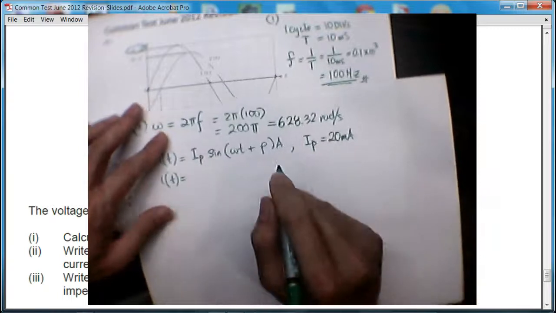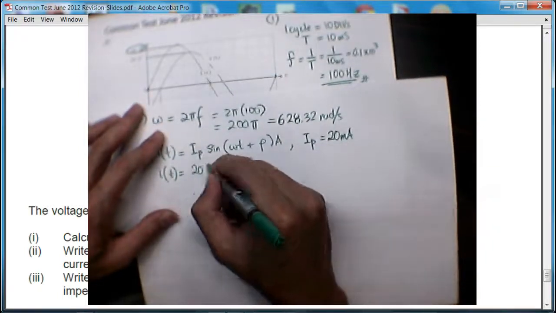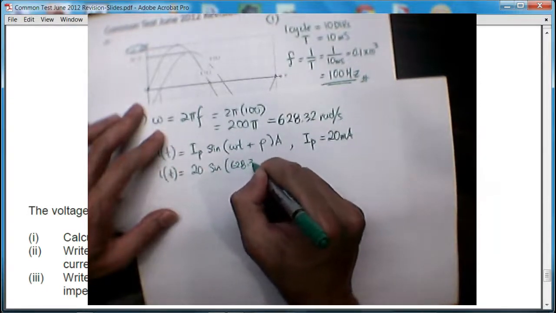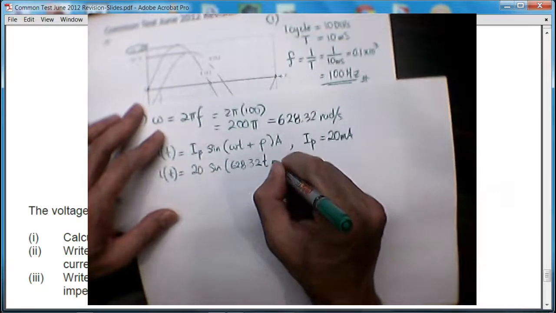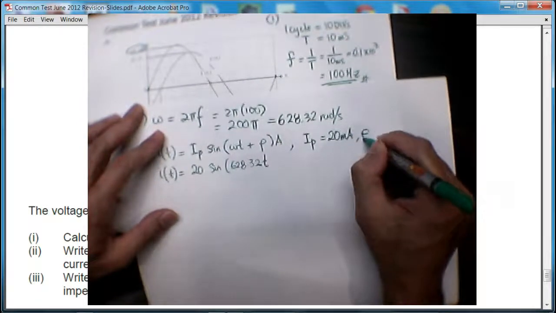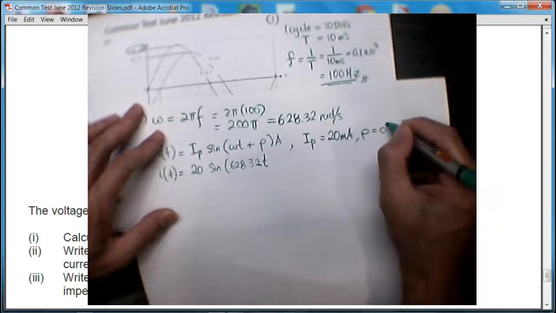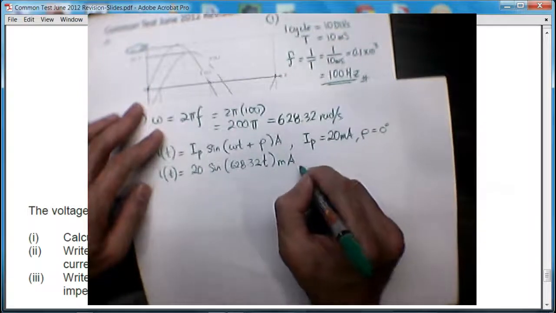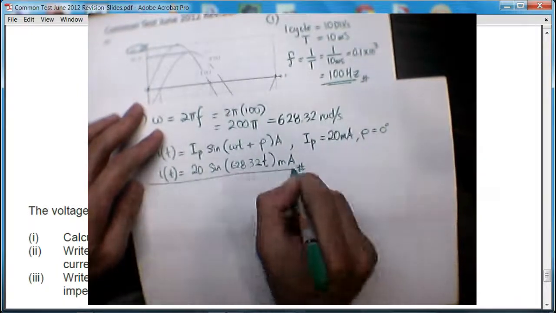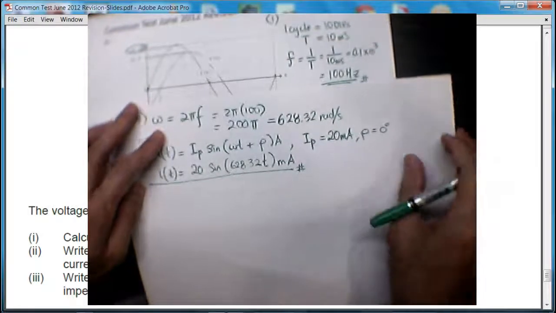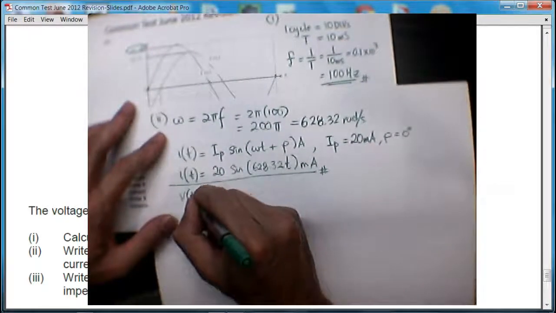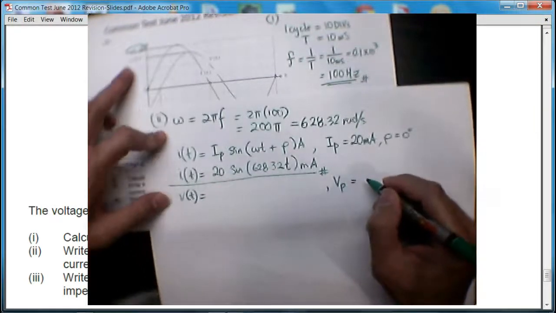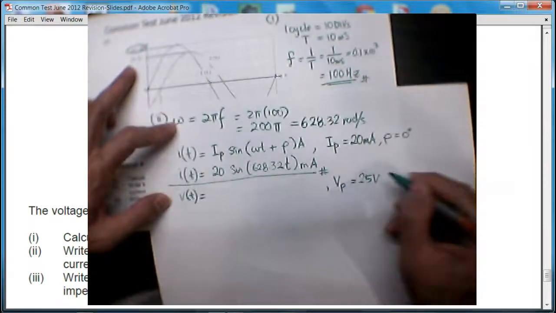Okay. So my waveform will be 20 sine of omega, which is 628.32 t. Since the phase angle phi is 0, there's no phase shift, I don't need to write it down, and that is my sinusoidal waveform for current in milliampere. Similarly, the voltage waveform can be written with the V peak, given from this chart here, as 25 volt.